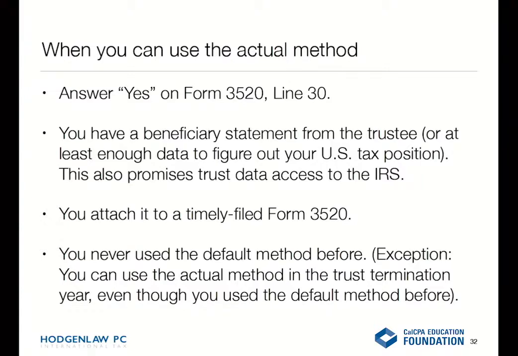The other criteria is that you have to have a beneficiary statement. And I'll talk in just a minute about what goes on that beneficiary statement. You then have to attach that beneficiary statement to a timely filed Form 3520. So you can't just tell the IRS, yeah, I got a statement. You have to actually show it to them. And lastly, you can use the actual method only if you've never used the default method before. So once you use the default method for 1 year, you're using it again in the subsequent years. There is an exception for that where you can use the actual method in the trust termination year.